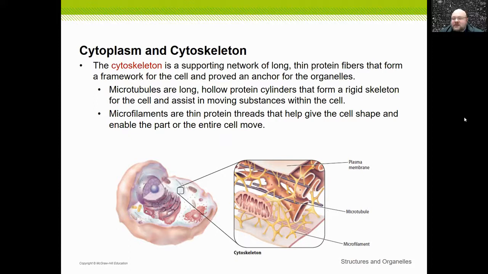The cytoskeleton is a supporting network of long, thin protein fibers that form a framework for the cell and provide an anchor for the organelles. You have microtubules, if you look at this picture, which are long, hollow protein cylinders that form a rigid skeleton for the cell and assist in moving substances within the cell. Microfilaments are thin protein threads that help give the cell shape and enable the movement of the entire cell.